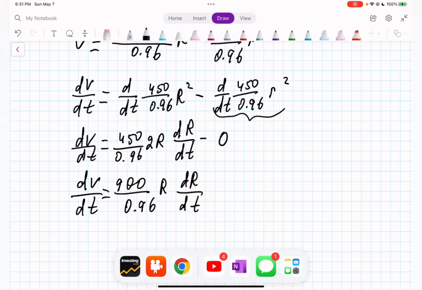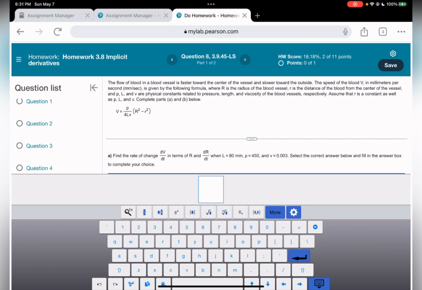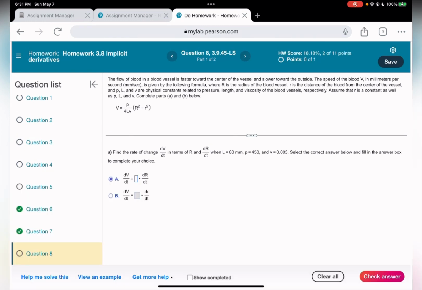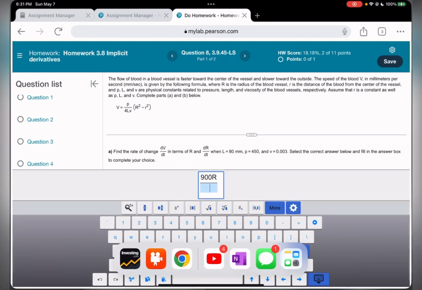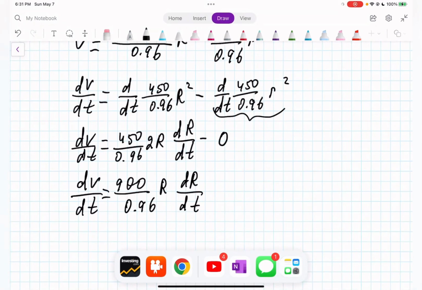So let's see. I would say it's going to be the first one, because uppercase R is a constant, lowercase r is the variable, so it's going to be this one. It's going to be 900. I'll put here uppercase R over, where is my over? Here it is, 0.96. How much was it? 0.96, yes. Okay.